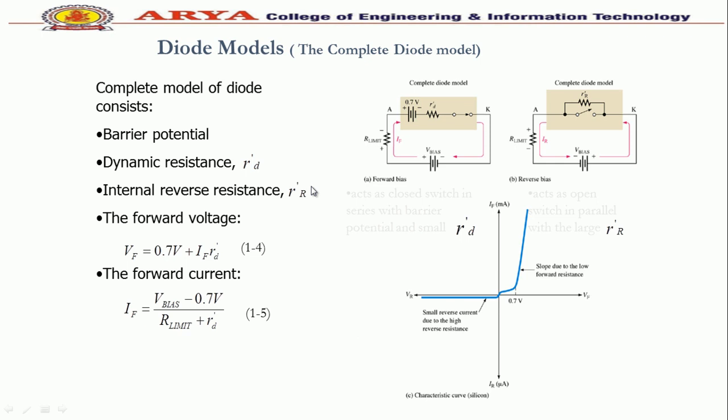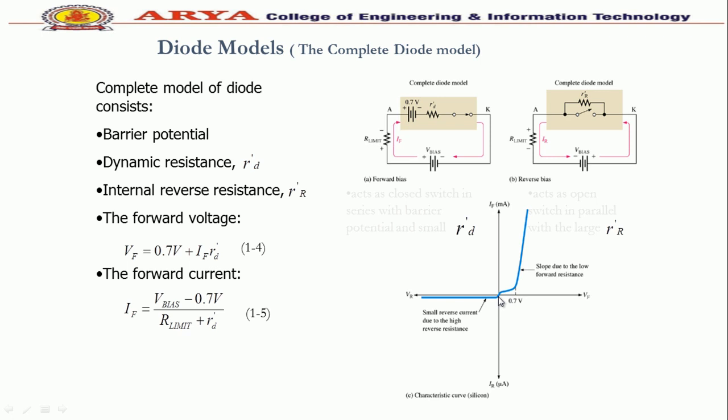Another model of the diode is called the complete diode model. In this model, we count the barrier potential, the dynamic resistance of the diode, and the internal resistance RD dash. The forward voltage is given by VF equals 0.7 plus IF RD dash. From this equation, we can calculate IF as V bias minus VF upon R limit plus RD dash. According to this equation, our characteristic curve changes as shown in this figure.